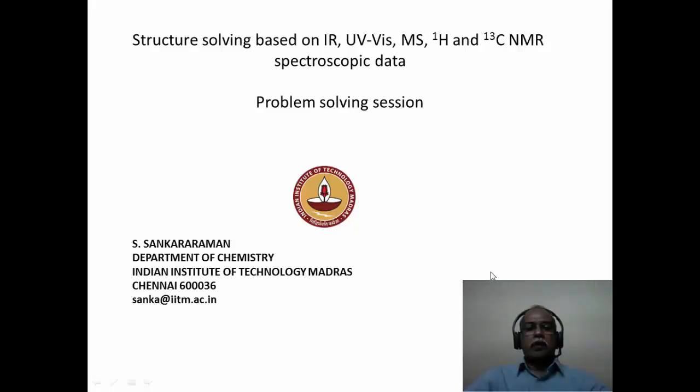Hello, welcome to the course on application of spectroscopic methods in molecular structure determination. We'll wind up the course with a couple of problem solving sessions. In these sessions, we'll try to identify the structure of organic molecules based on multiple spectroscopic data, namely infrared, UV-visible, mass, proton, and carbon-13 NMR spectroscopic data.